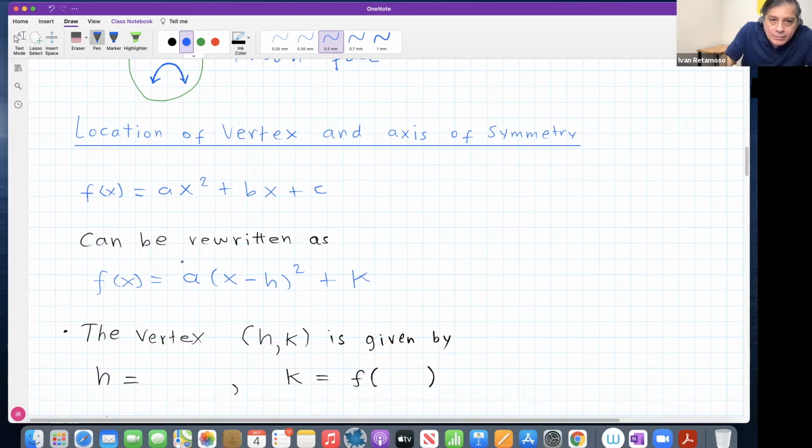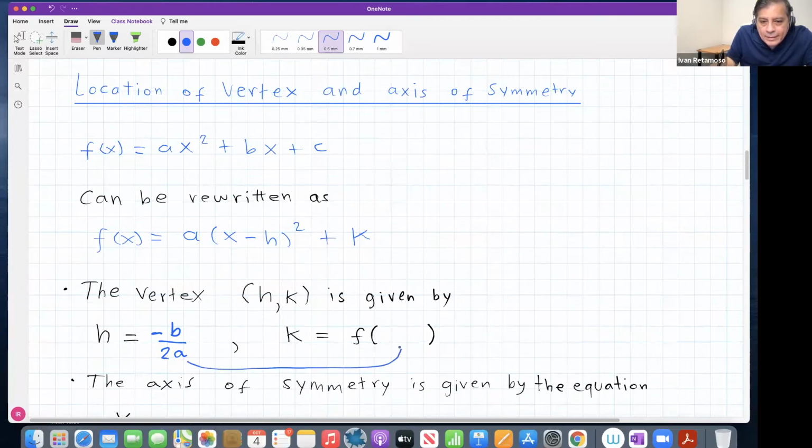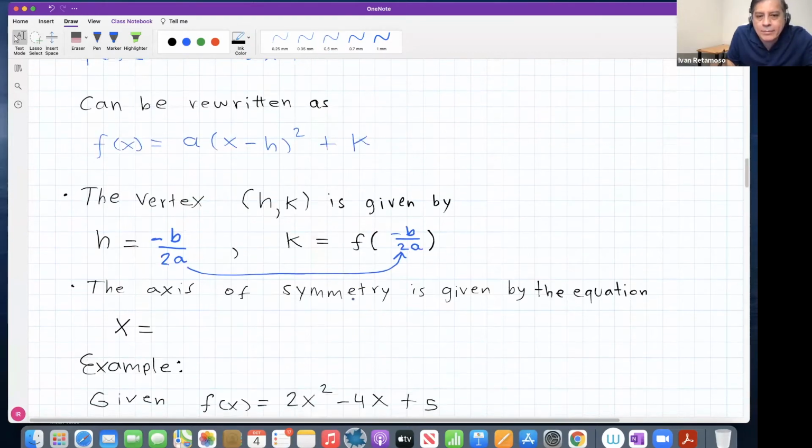H will be equal to minus b over twice a, a very important formula. And k will be the result of plugging this minus b over twice a into your function, so f of minus b over twice a. So that is how you find h and k. First you compute h, and then you plug h into the function f, and then you get k. H comma k is the vertex of the parabola. The axis of symmetry is given by the equation x equals h, x equals minus b over 2a.